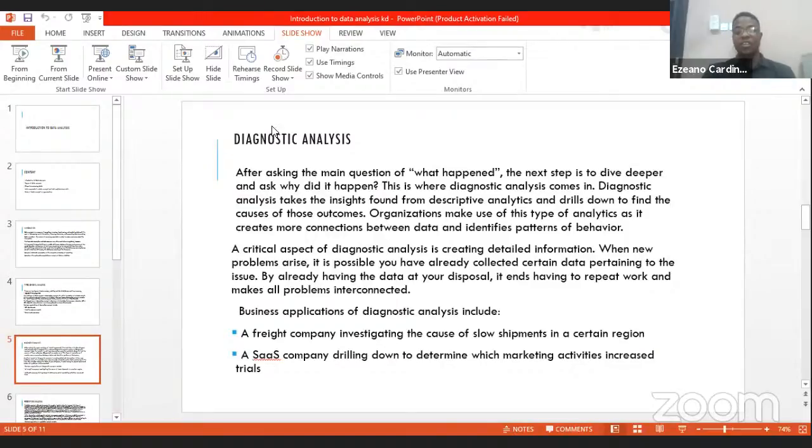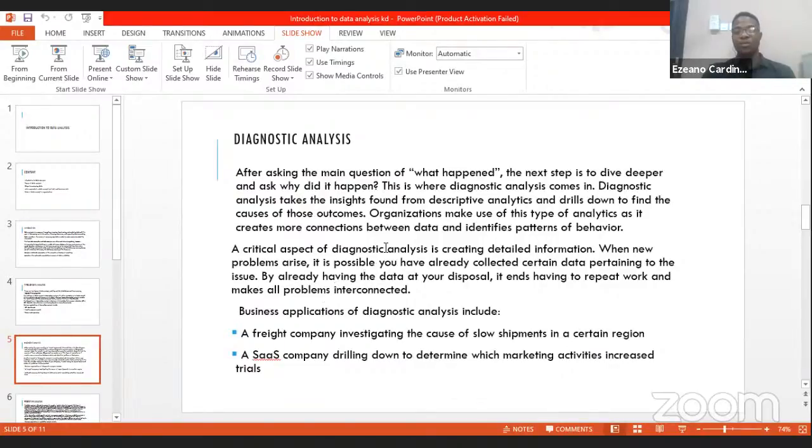In the same way, the diagnostics analysis works here. After we ask the main question of what happened, then we diagnose the data. And in diagnosing the data, all of these things follow the same process, the same steps actually, but this time the aim is no longer description, but diagnosis.